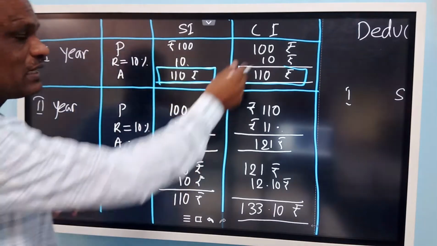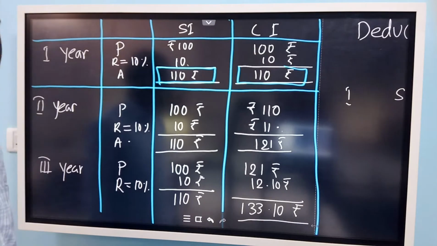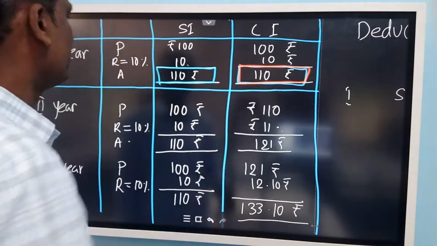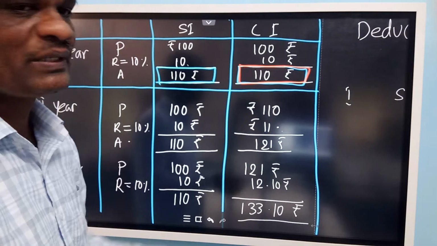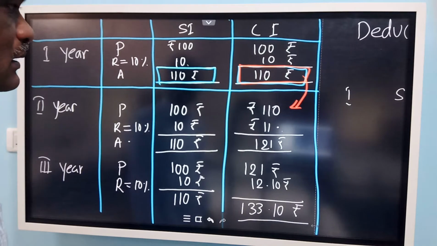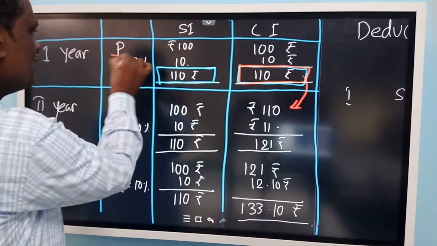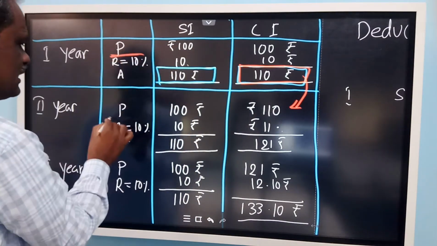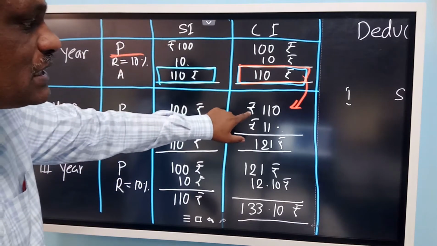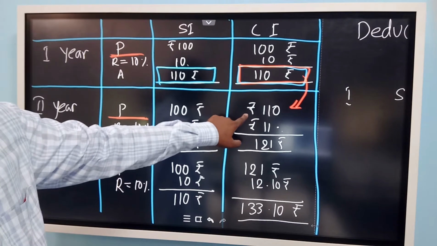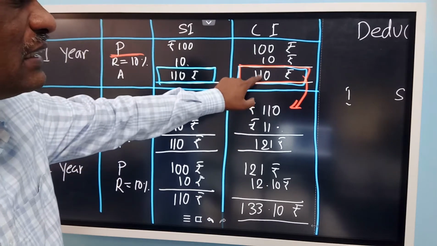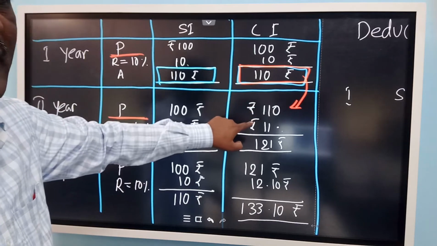Okay. So now after this we can see that for the second year the principal is again 100 rupees only in simple interest, but in compound interest the principal changes. The total amount of the previous year will become the principal of the next year. But here the principal value is fixed, whether you take the first year or the second year, it is 100 rupees only, not varying. But here the principal changes from 100 to 110 rupees now. So the previous year amount will become the principal for the next year.